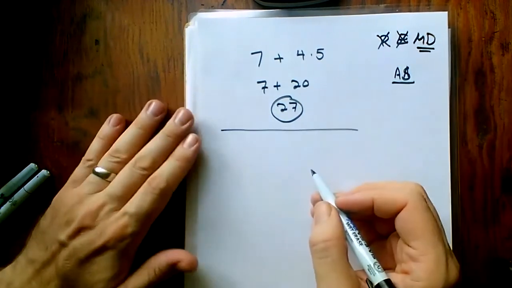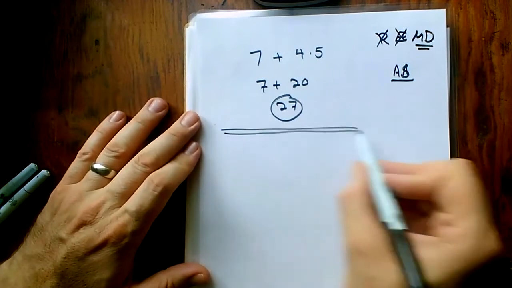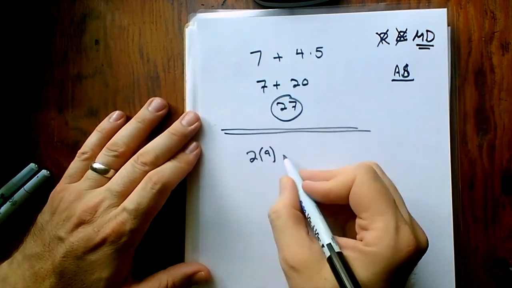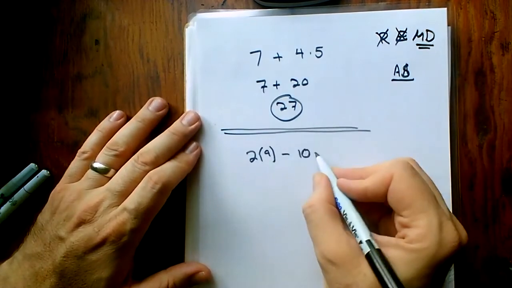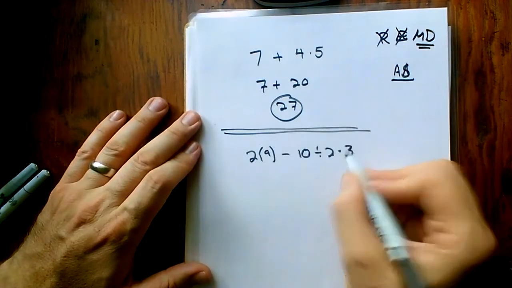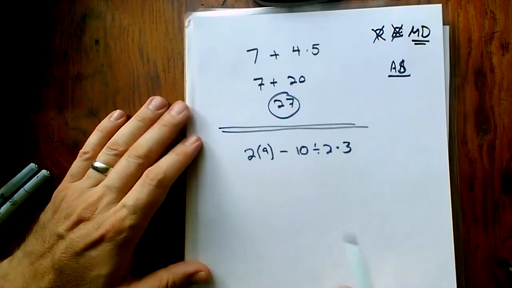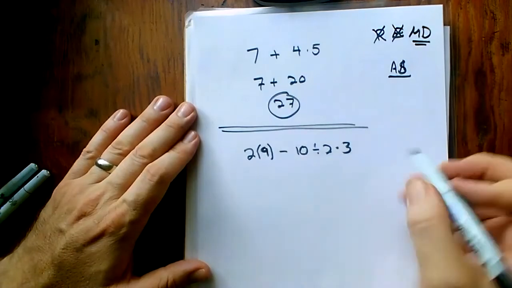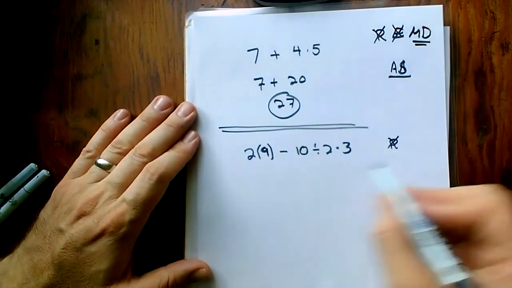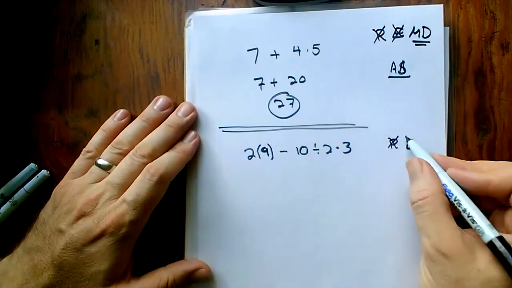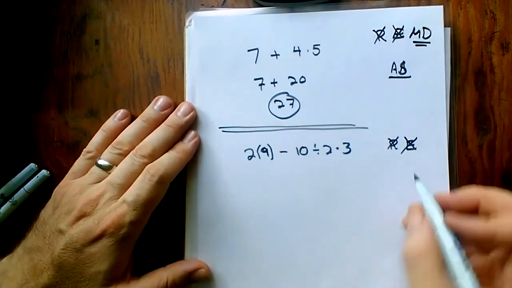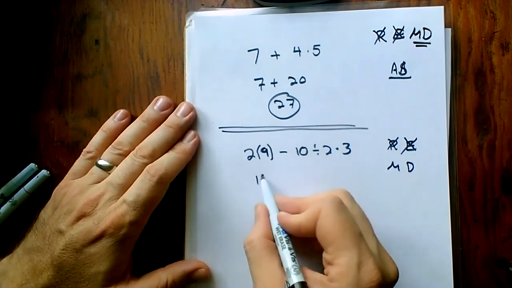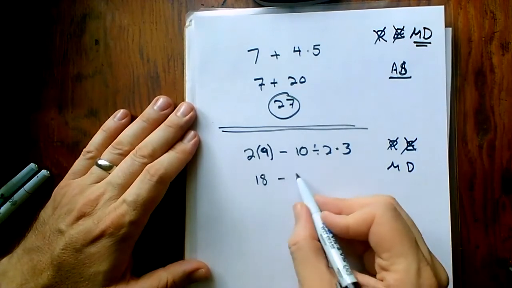All right, so we've got a lot of examples. Let's do one last one. Here I'm going to do 2 times 9 minus 10 divided by 2 times 3. Now, I've got a set of parentheses here, but I don't have anything that I can simplify inside of that set of parentheses. I don't have any exponents here, so I'm just going to do multiplication and division. 2 times 9 is 18, and everything else can just come on down.